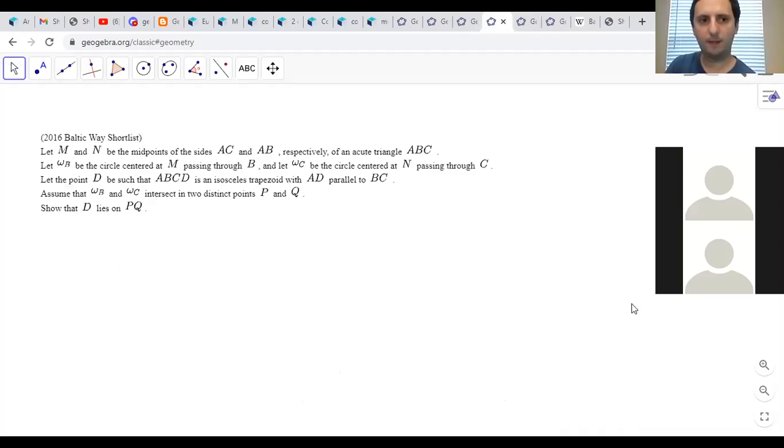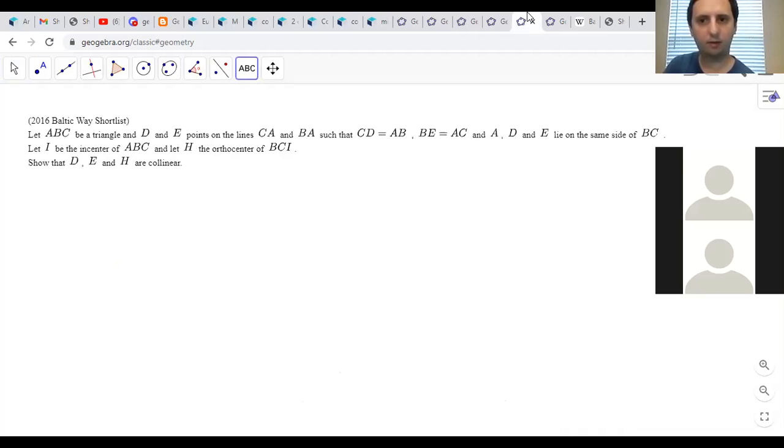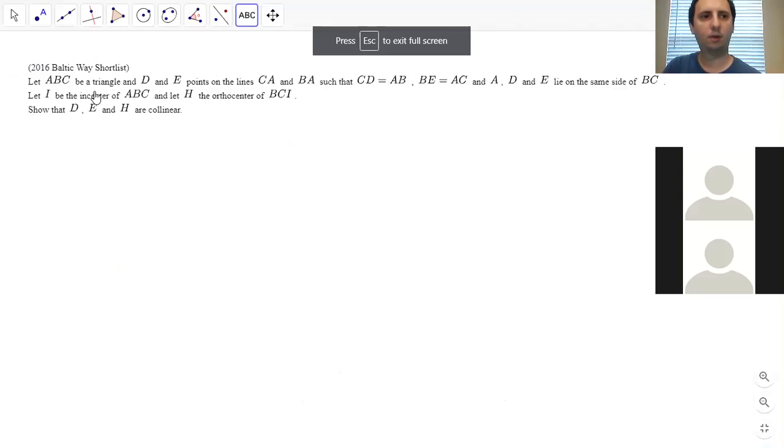This problem. Yeah, this one looks a little bit easy. Let me see. Let's try this one. I think this might be a little harder, but I'm not 100% sure.